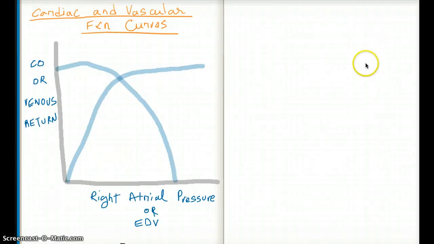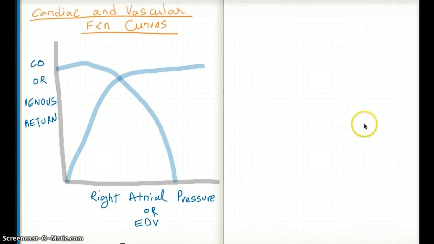This video talks about the cardiac and the vascular function curves, and this is my best effort to make things a little simpler. Essentially, this is a very simple physiology graph, but sometimes the two lines crossing each other can be a little bit confusing. So this is my best effort to make things simple.